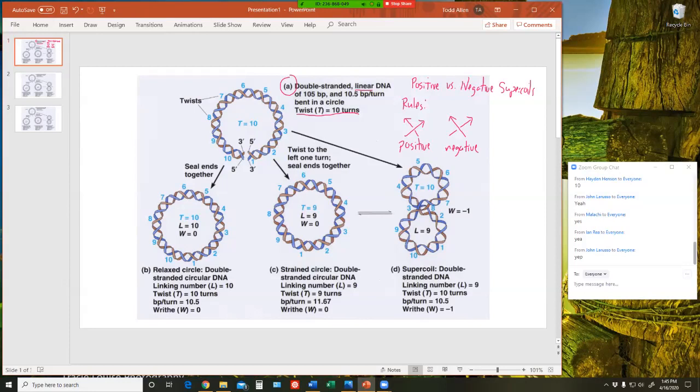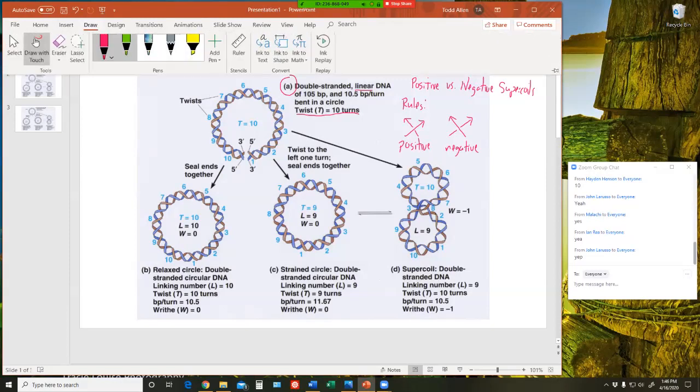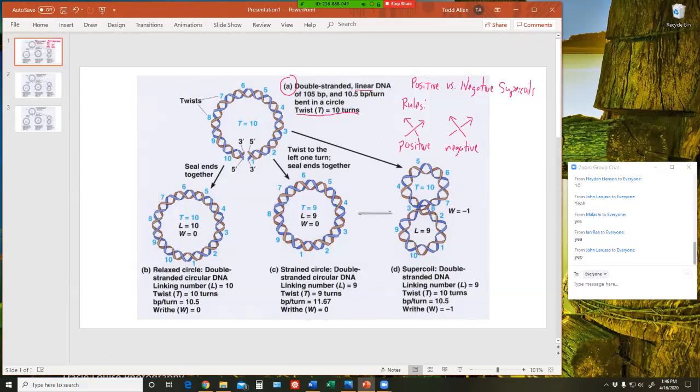So what I would like you to do now with these rules is ask yourself about this area here. If you were to interpret this area that I'm highlighting with my cursor, I'll put an orangish yellow in that area. What I need you to do sitting at home is look at this area and interpret it according to these rules. Please tell me whether you think this is a positive or negative supercoil. Go ahead and type your answer into the chat window.